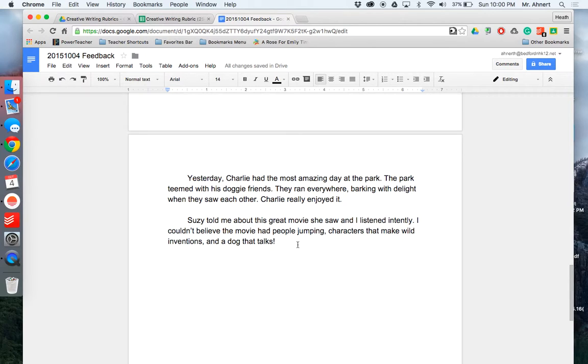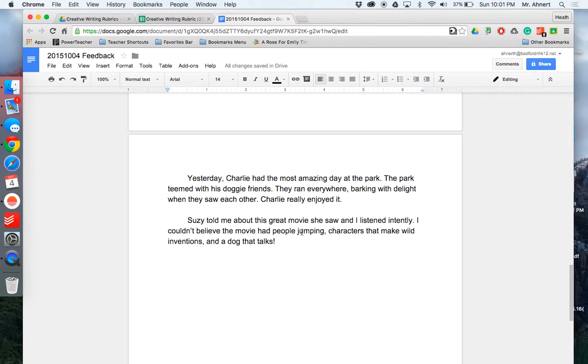And finally, this last sentence has the mistake of poor parallel structure. When you have a list like this, and we know we have a list because we have this comma, right? And we have and here. Every section of that list, every part of that sentence needs to have the same verb form. That's called having a parallel structure. So when I'm talking about this movie that Susie tells me about, I couldn't believe that the movie had people jumping, characters that make wild inventions, and a dog that talks. This one can be hard to catch because we talk like this. Doesn't sound like bad grammar, but it is. And when you see the difference, you can sort of see it.